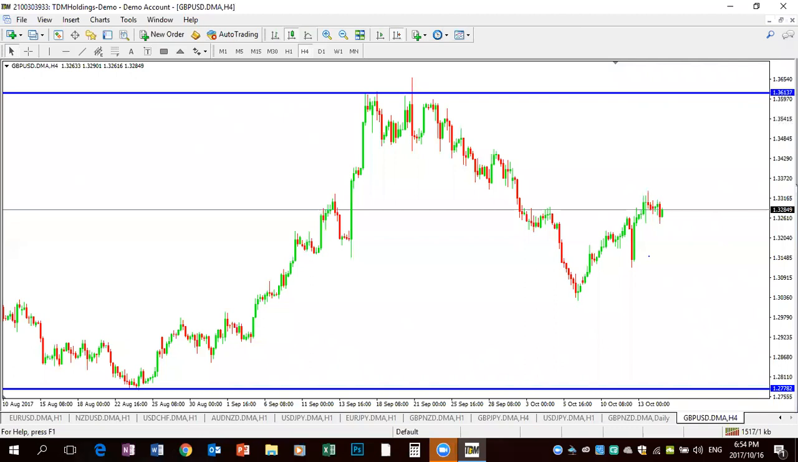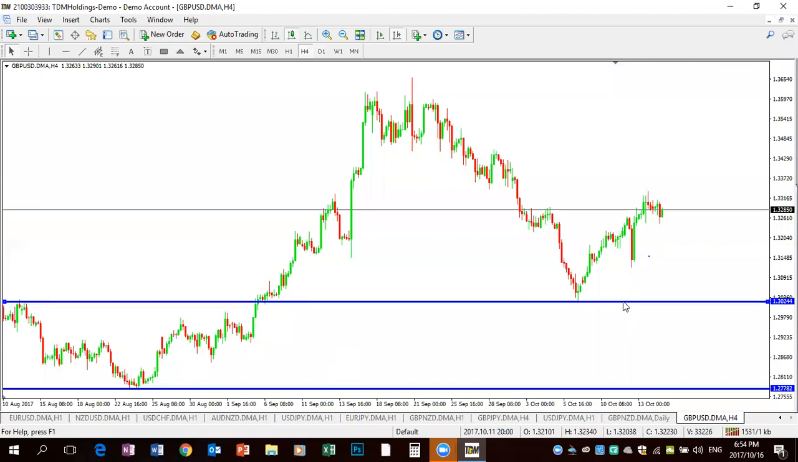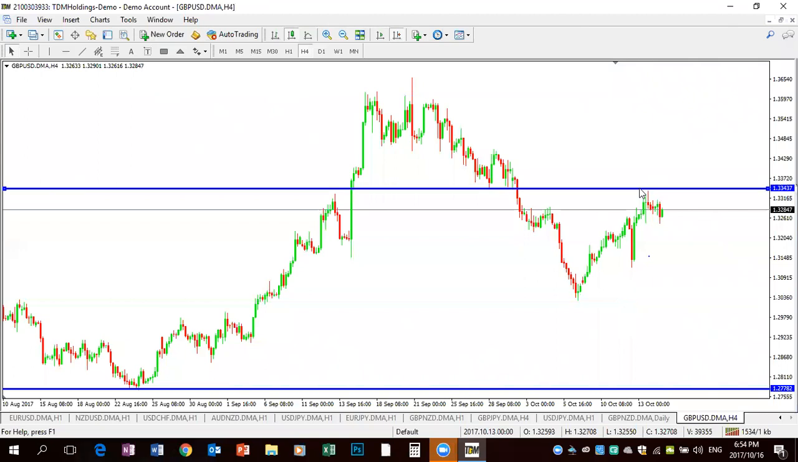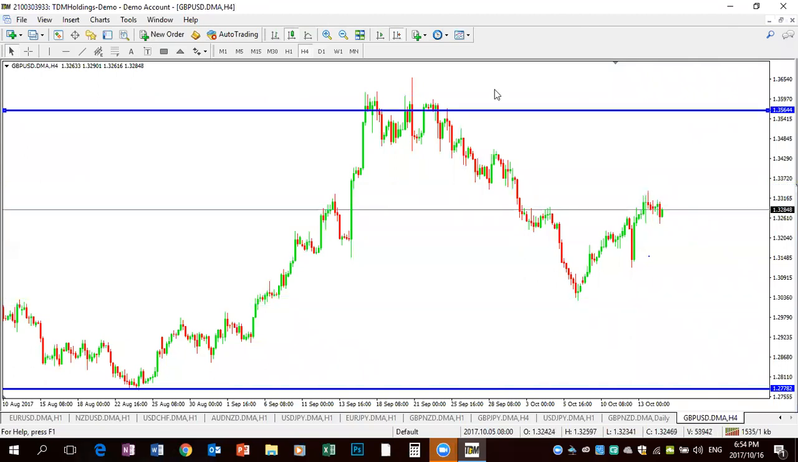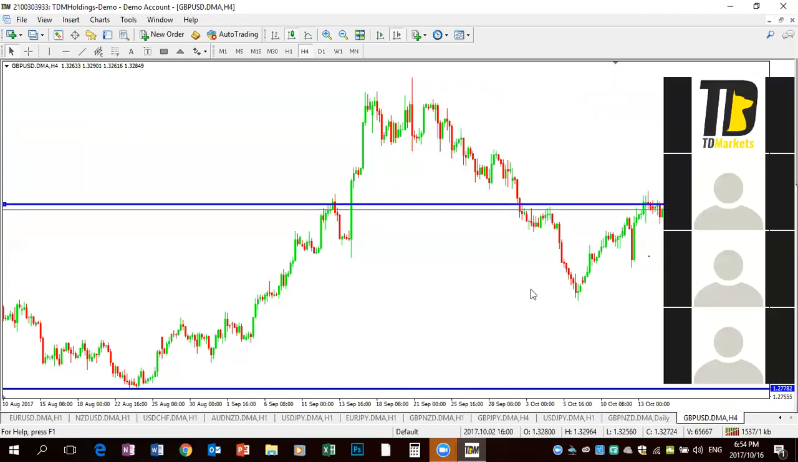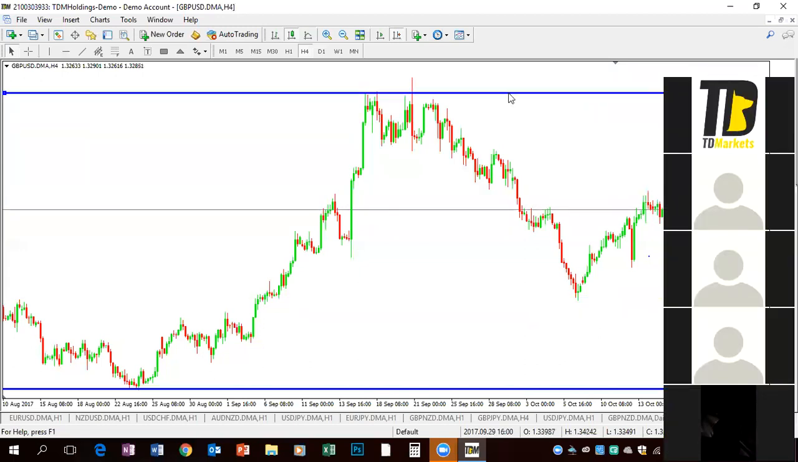The horizontal line helps me to see the price. Now if I want to shift or move my horizontal line, I will double click and move it. Normally we use horizontal lines in order to draw support and resistance. We use our horizontal lines to draw support and resistance.